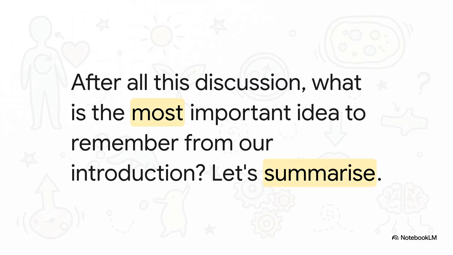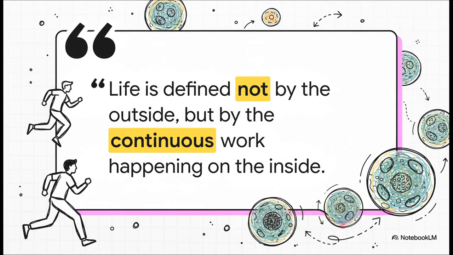All right, we have discussed quite a few things today. So to finish, let's summarize everything into one single important idea. What is the main takeaway from our discussion today? It's this. Life is not really defined by the big, visible things we see on the outside, like running or jumping. Instead, life is defined by the constant, continuous, invisible work happening inside every single cell. To be alive is to be in a constant state of self-maintenance. Please, keep this very fundamental idea in mind as we move forward to explore each of the life processes.